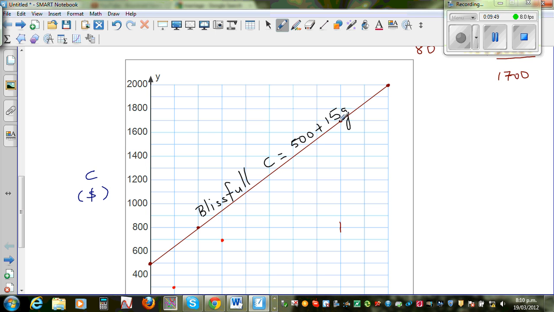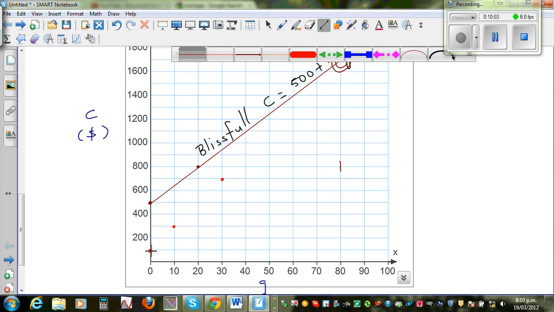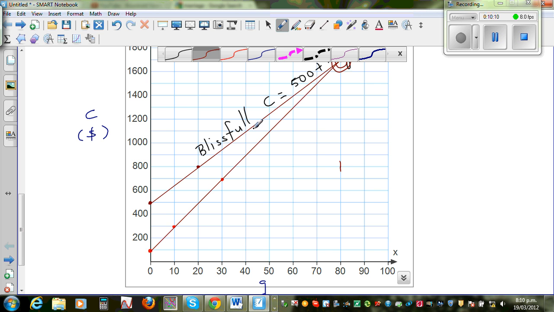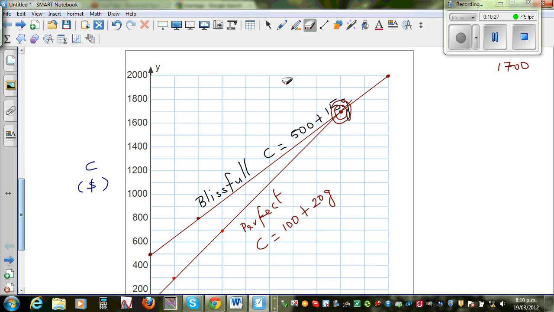So can you see this point is a common point for both these equations? So this is an interesting point. Let us draw the line. Let us join. So this is the equation for perfect wedding. And the equation is C is equal to 100 plus 20G. So here, this is a point where the prices become equal. If you want to extend this, let me extend the tail. So this will go like this. So this is somewhere 2100.